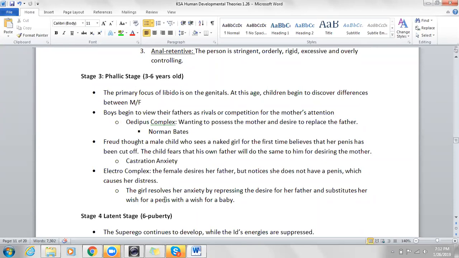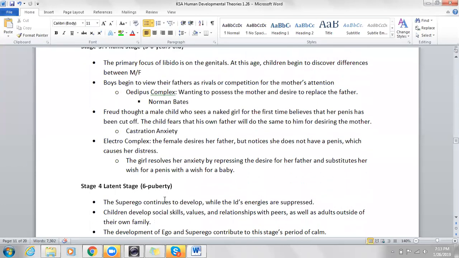So Freud thought a male child who sees a naked girl for the first time believes that her penis was cut off. Thus, the child fears being around the father because he will do the same to him. Castration anxiety is what we typically coin that fear as. Which then leads us into the Electra complex, in which the female desires her father, but notices that she doesn't have a penis, which causes her distress.